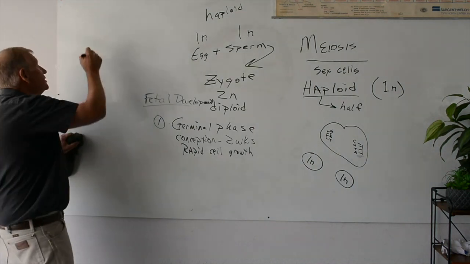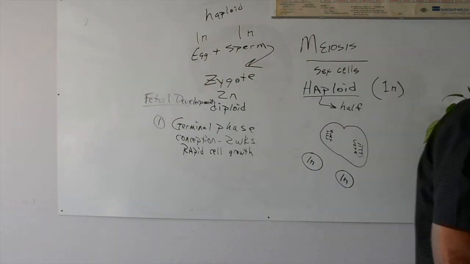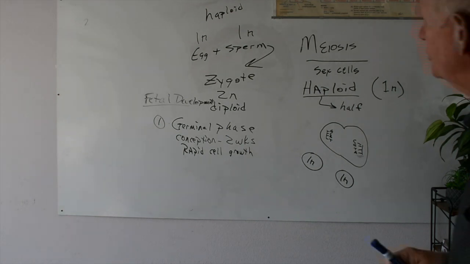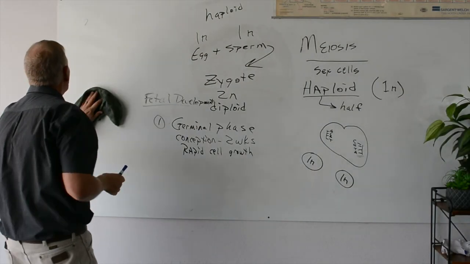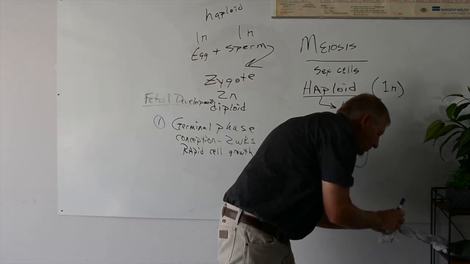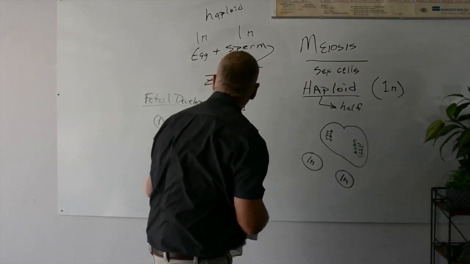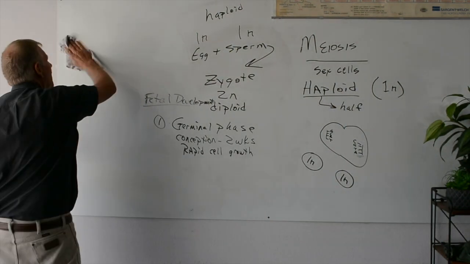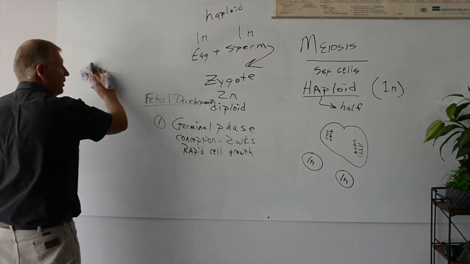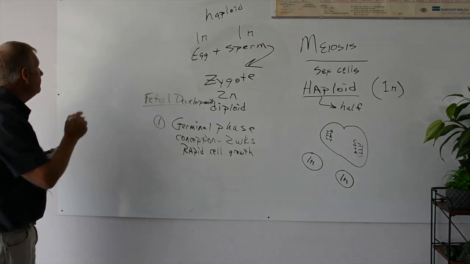Okay, and then stage 2, let me grab another marker here. But stage number 2 is called the embryonic stage. This is where we have what's called an embryo. All right, here we go. I think now we're back in business. So stage 2.